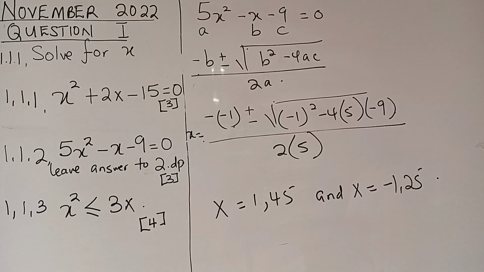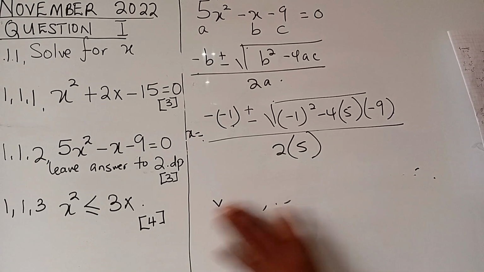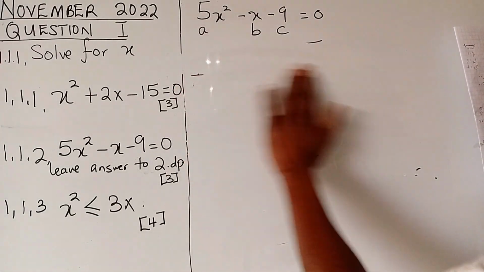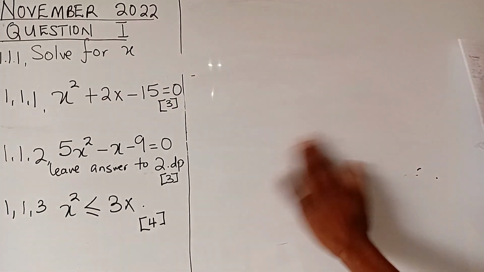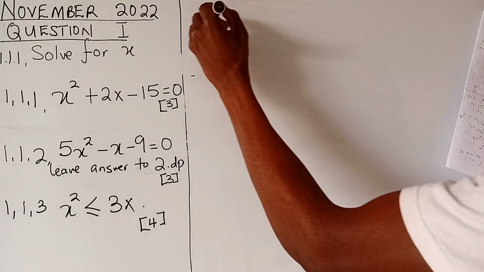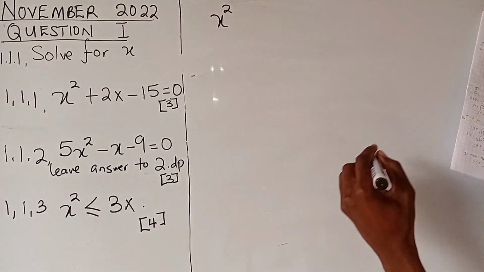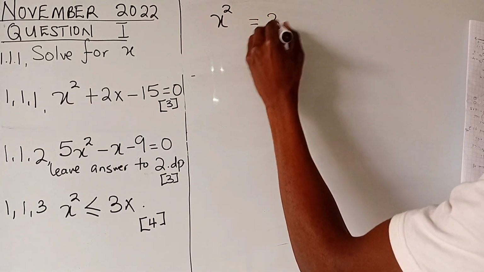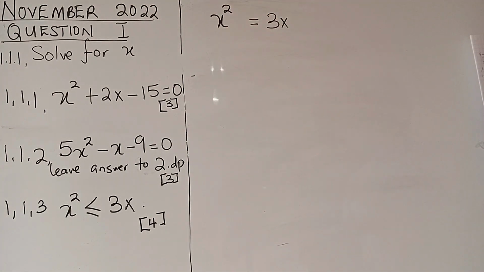Yes, now we move on to number 1.1.3, where they are saying solve for x given an inequality, x squared is less than or equal to 3x. So what do we do when we are solving inequalities? The first thing that we need to do is to find the critical values. So by finding the critical values, let me just copy the question down. By finding the critical values, we are going to say x squared is equal to 3x. So when you're finding the critical values first, you just need to make the inequality an equation. Just put it in equation form.